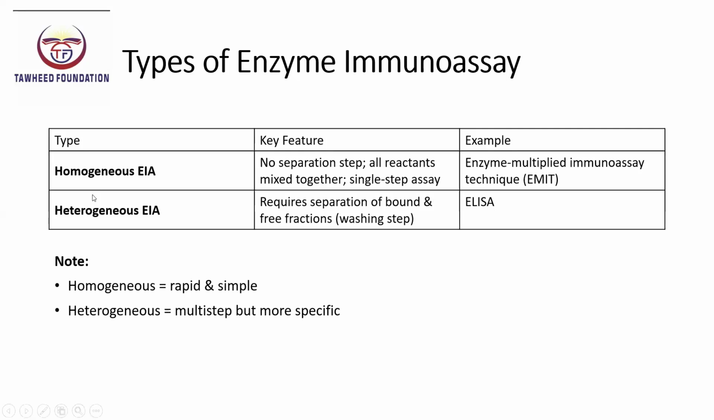So homogeneous EIA, that means single step assay, rapid and simple. Example is enzyme multiplied immunoassay technique, that is EMIT. Heterogeneous EIA, multi-step assay including washing steps to separate bound from free fractions, more specific due to removal of unbound components. So example is ELISA.